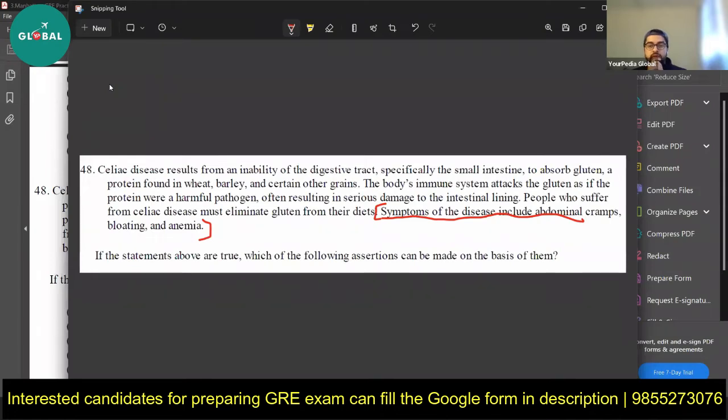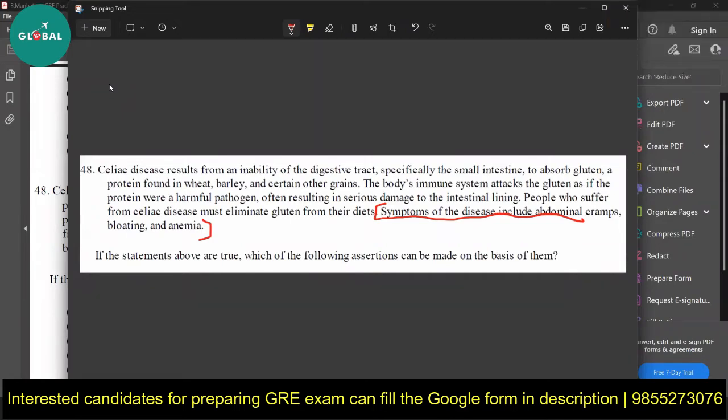What other thing can you be 100% sure about? Basically, the body's immune system attacks the gluten. So think about which option he will give out of this information. He will never give you the same information directly in the option. He will change the information and give it to you in an indirect way.